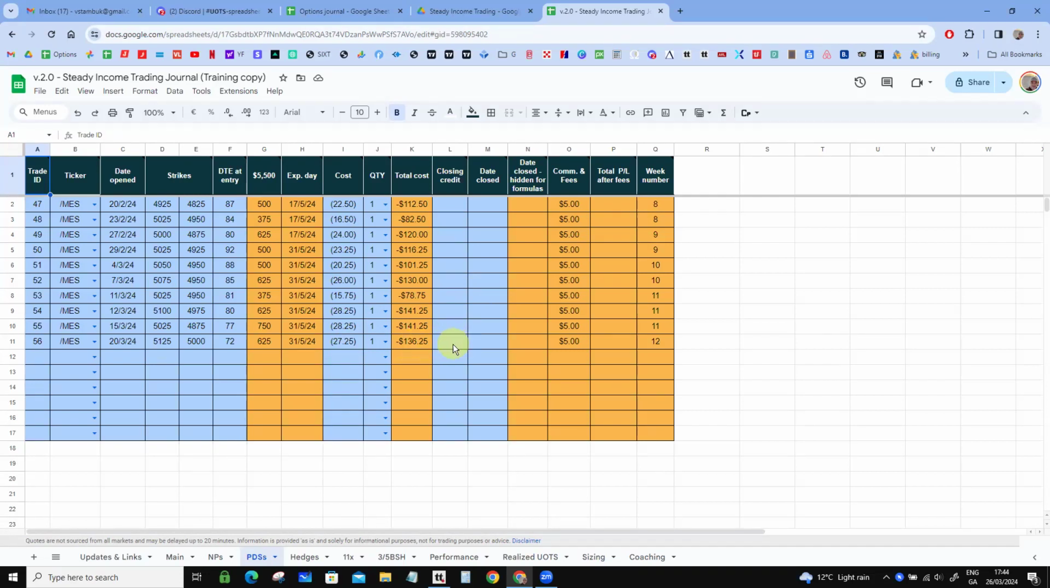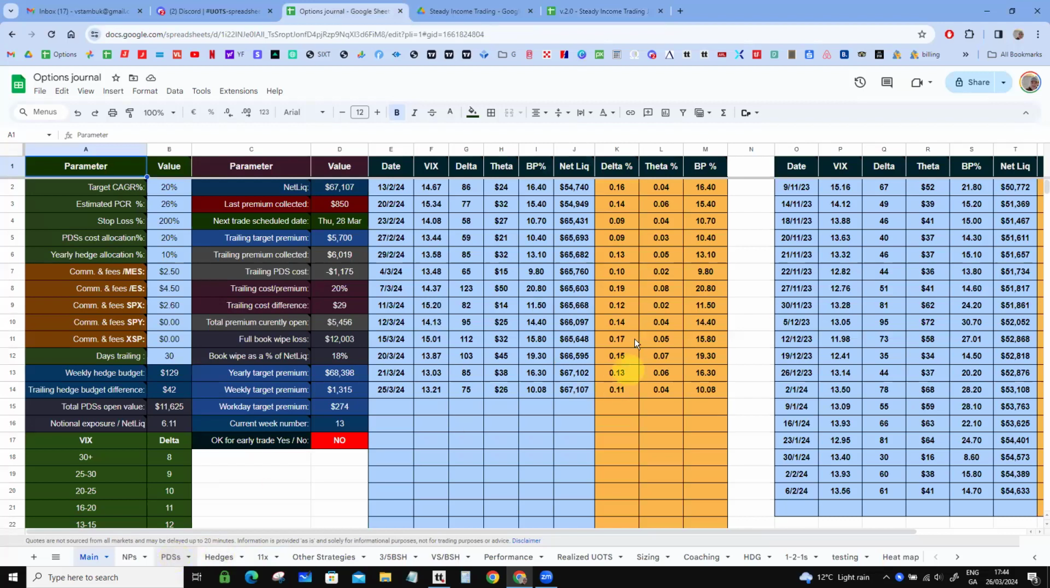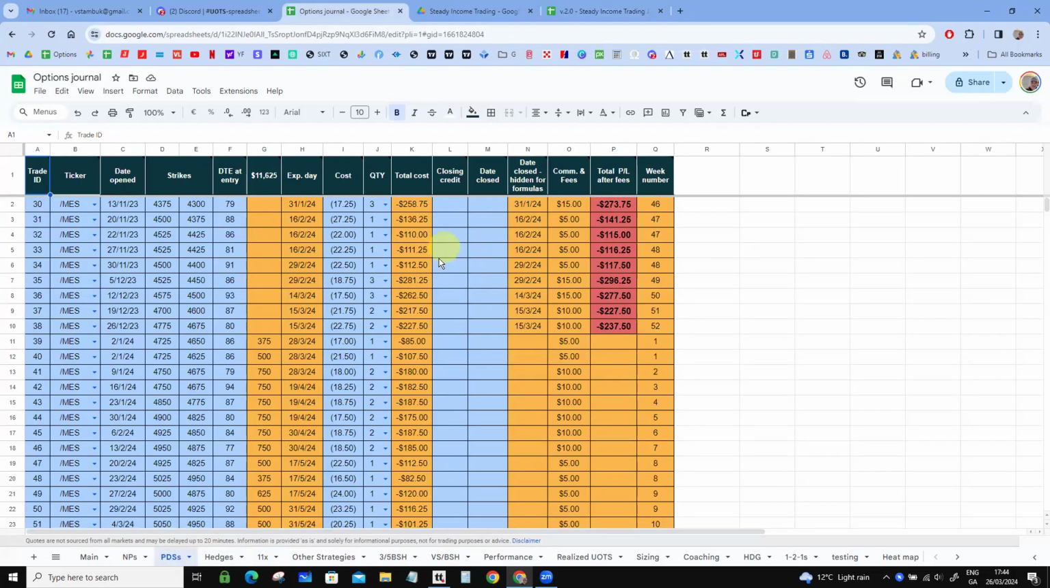If you sell it for profit, then you put the numbers here, closing credit and closed date. But if you don't, then it will automatically calculate the loss once it expires. I can show you that right here on my put debit spreads. You see, I didn't close any of these; they just expired, and all of these are losses here. But that's part of the strategy, so that's perfectly fine.